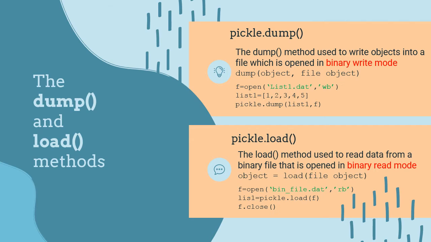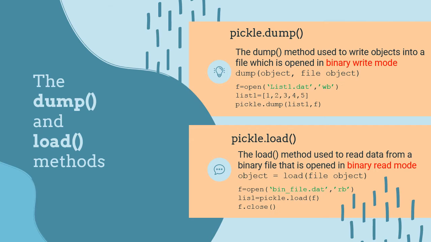Okay, then we have initialized the list equal to 1 2 3 4 5, so the content of the list are all integers. Then pickle.dump(list1, file object). So the file object is the object that points to that particular file, and that object is what we are trying to write into that binary file.